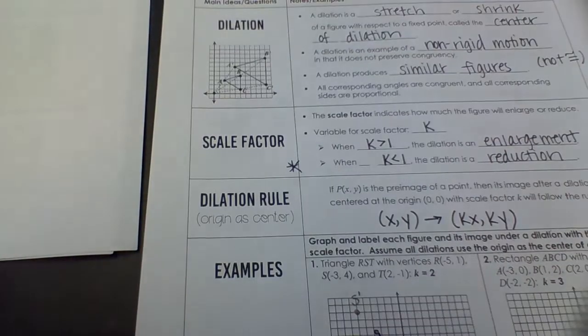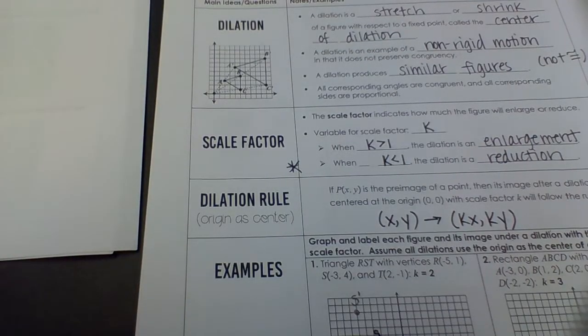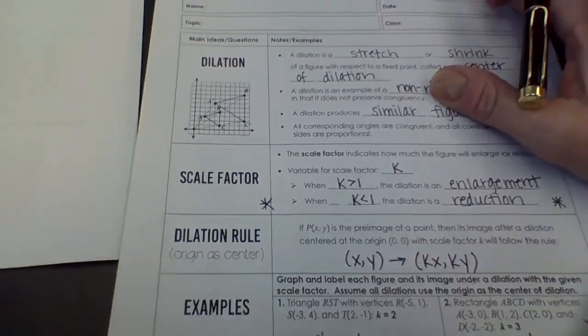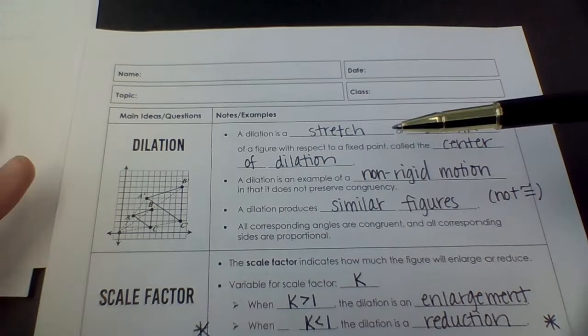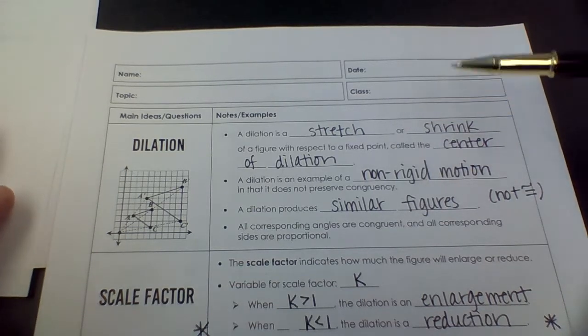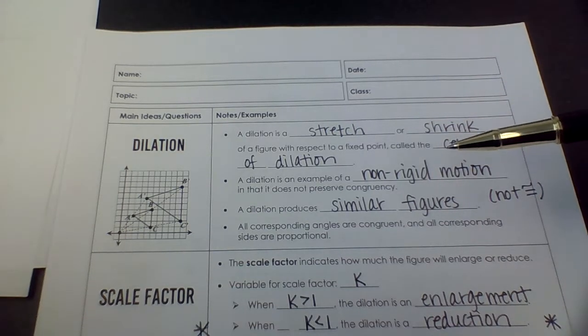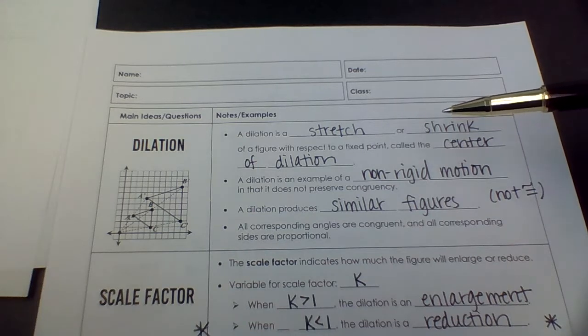All right, so let's go to dilations. Sorry. Let's go to dilations. Okay, so dilations, make sure you pause your video. So remember, a dilation is a stretch or a shrink. There's also a center of dilation. Sometimes they're basically the origin. Sometimes they tell you where they want to put it.